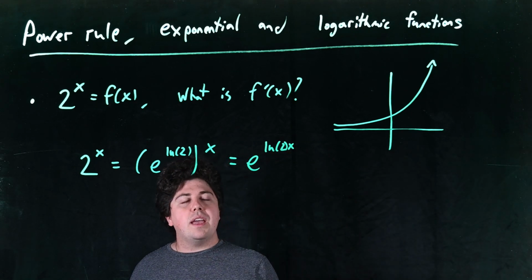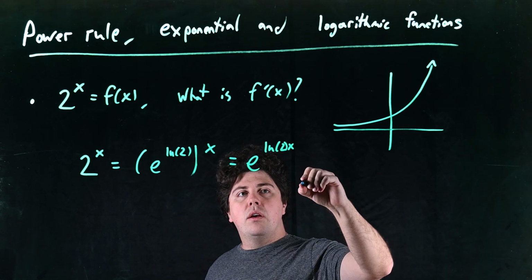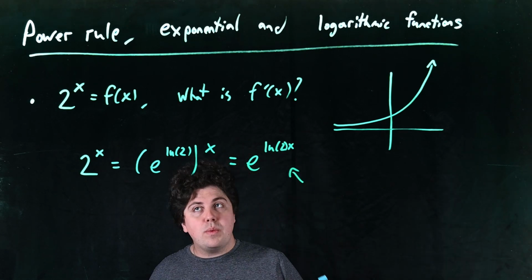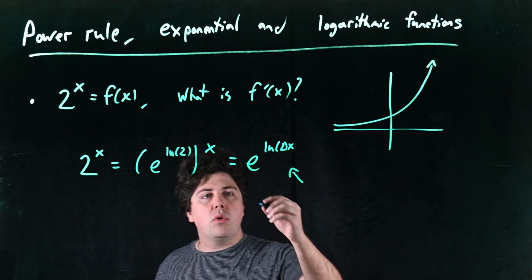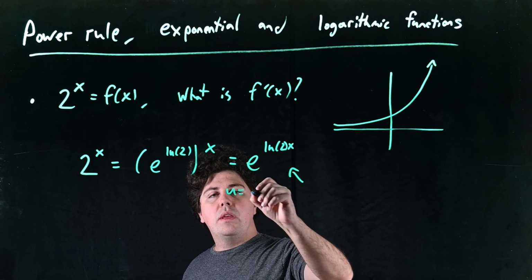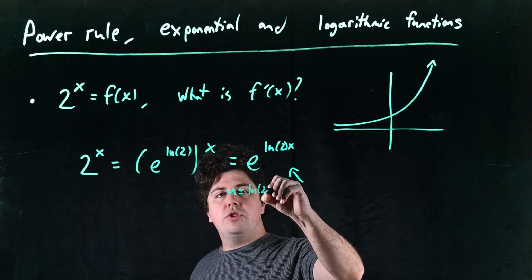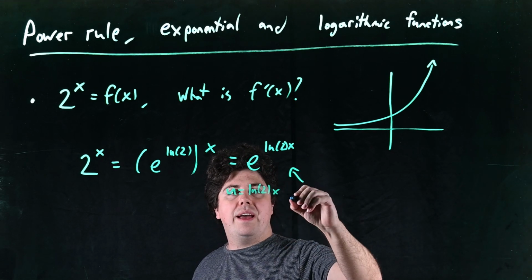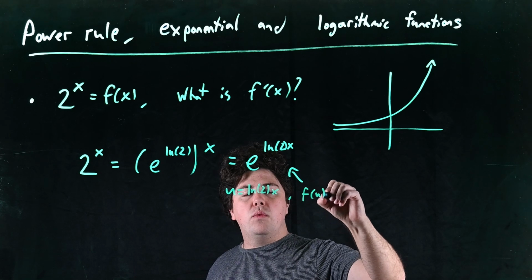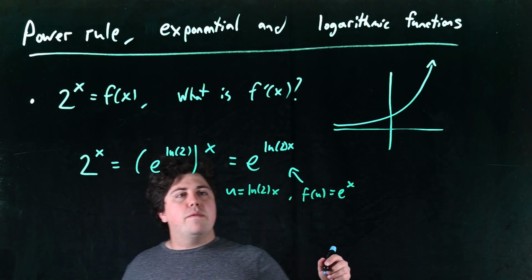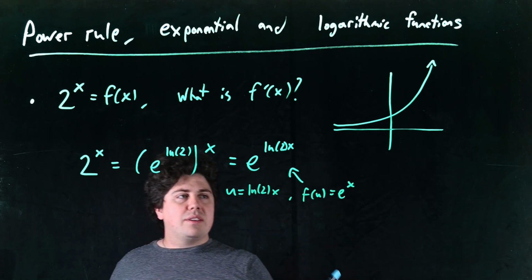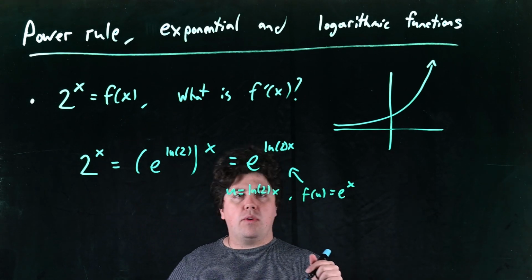But now, can we differentiate this guy? Well, the answer is yes. We can differentiate this function with the chain rule. We're going to let u be equal to (ln 2) x, and we're going to let our f of u therefore be equal to e to the u. Sorry, I used two different things as f, but this will happen in the real world.